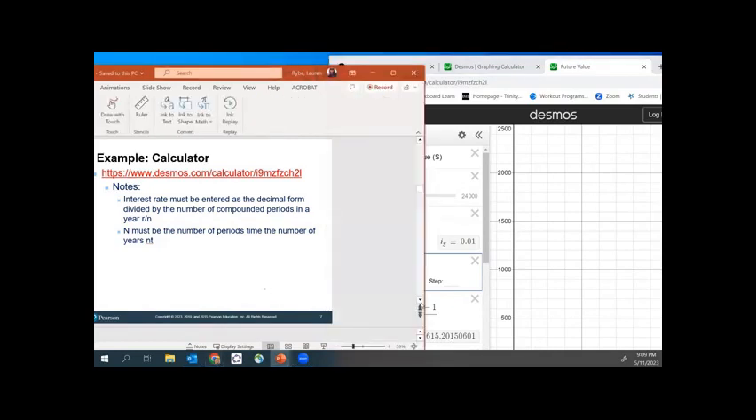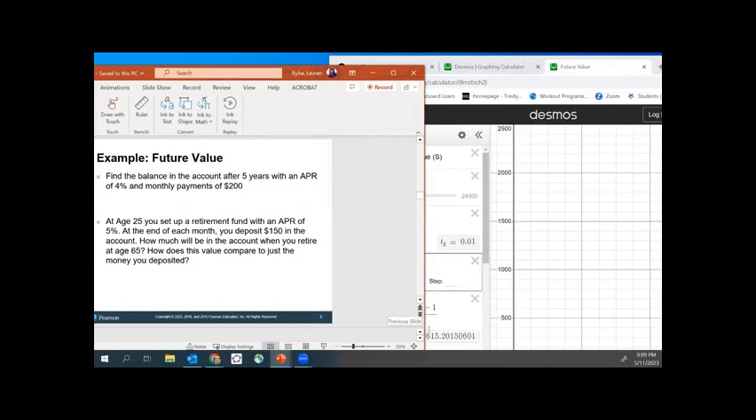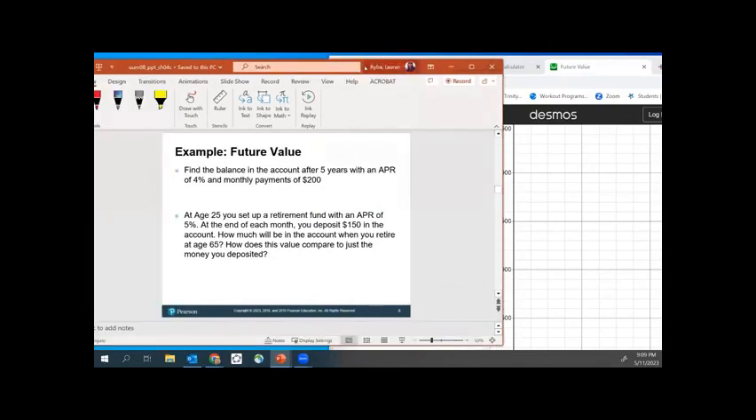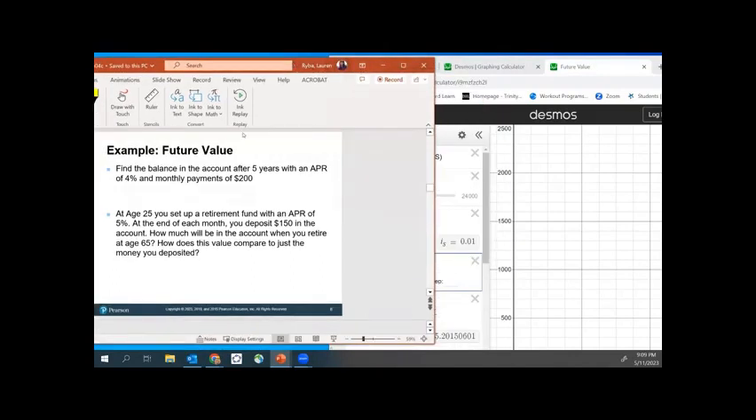So let's try 2 more here. Find the balance in the account after 5 years with an APR of 4% and a monthly payment of $200. So a few things we have to remember here. Our recurring payment is $200. Our interest is 4%, and we're going to do monthly, so 0.04 over 12. And the number of times we're going to do that is 12 times a year times 5 years.